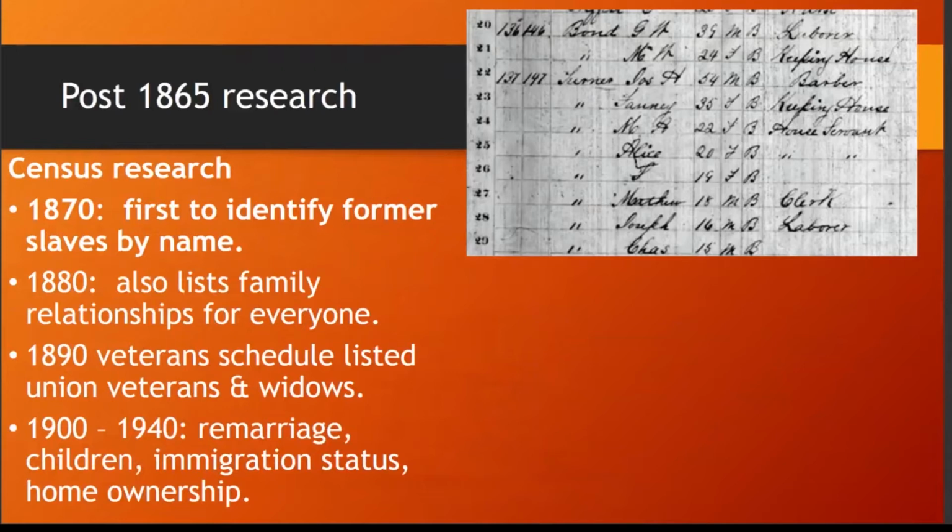The information collected by census records changed over time. Very early census records listed only the name of the head of the household, not the names of the wife and the children. 1870 was the first census to identify former slaves by name. The 1880 census listed family relationships for everyone that was mentioned on the census. 1890 listed Union veterans and their widows, and then between 1900 and 1940, the census records gathered many, many more facts.